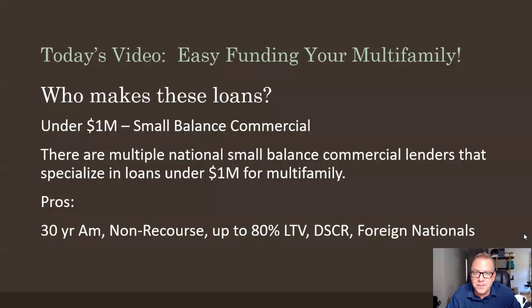We've got money to lend. So they're definitely out there, and they're definitely lending right now. Some of the pros: you can get a 30-year amort on a lot of the loans that they offer. This will lead to better cash flow typically.